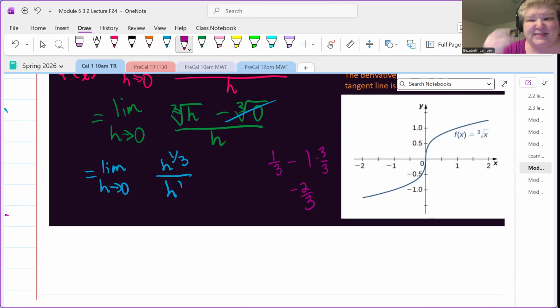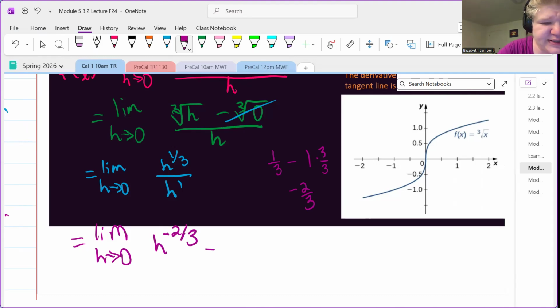Instead of writing this as h to the negative 2/3, I could move that h to the denominator. I'll write it just so we all remember our exponent rules and we've got a written example. At the moment, that is h to the negative 2/3. That is the same as 1 over h to the positive 2/3. Now, when I try to substitute in 0 here, I get 1 over 0.